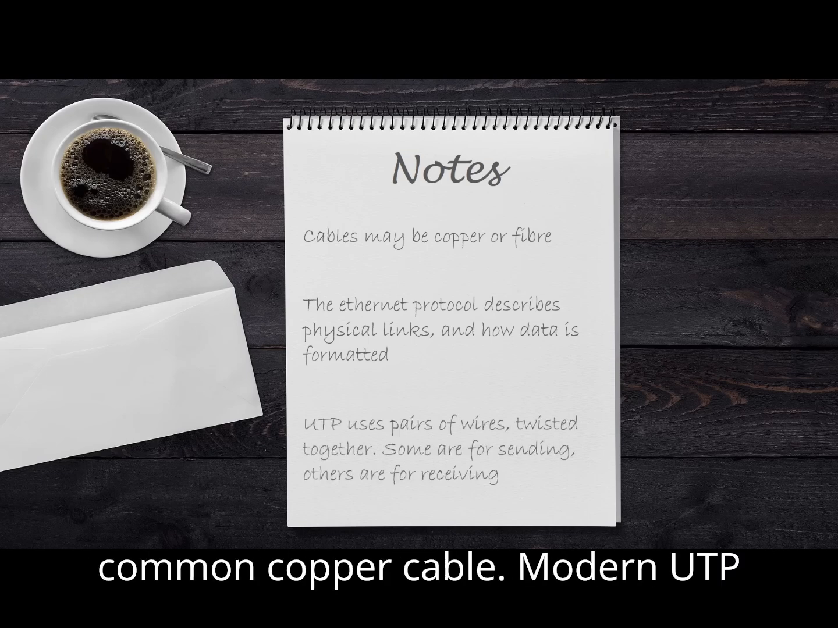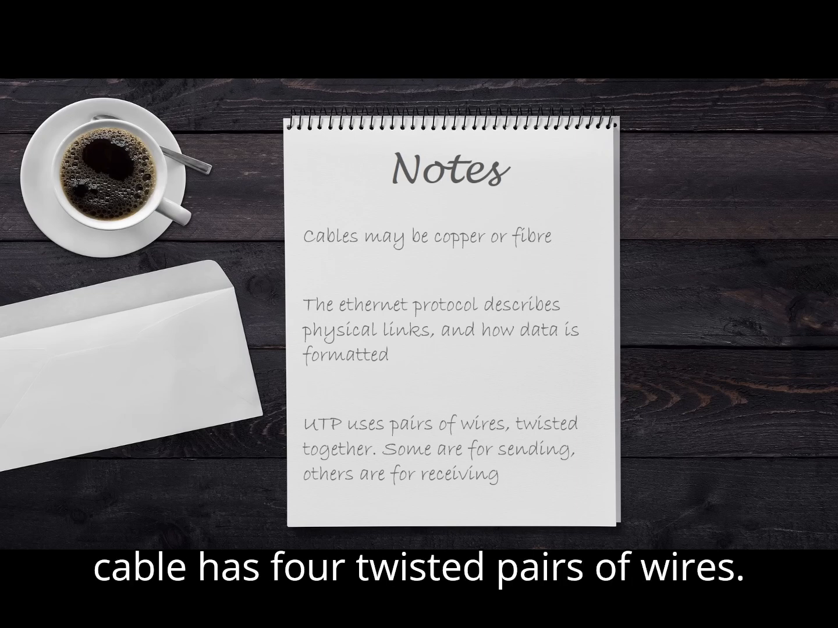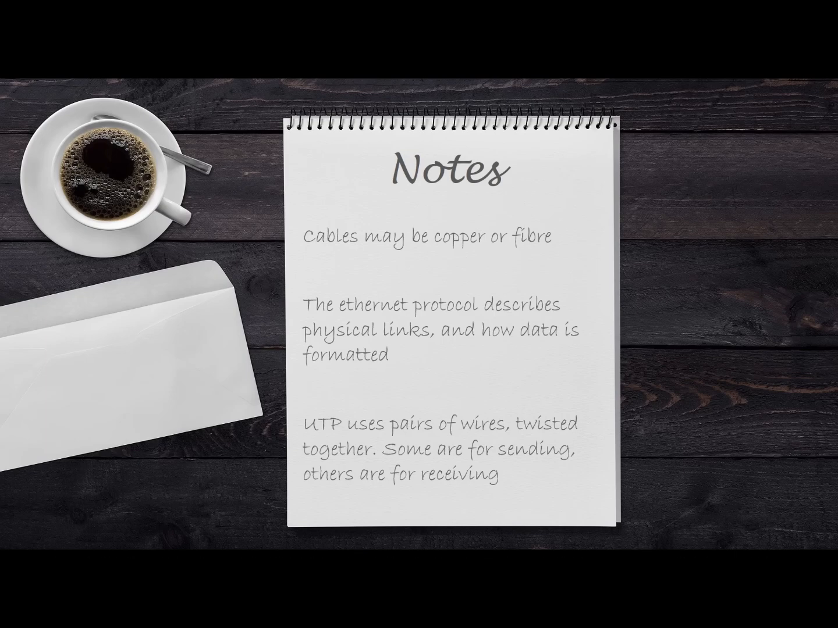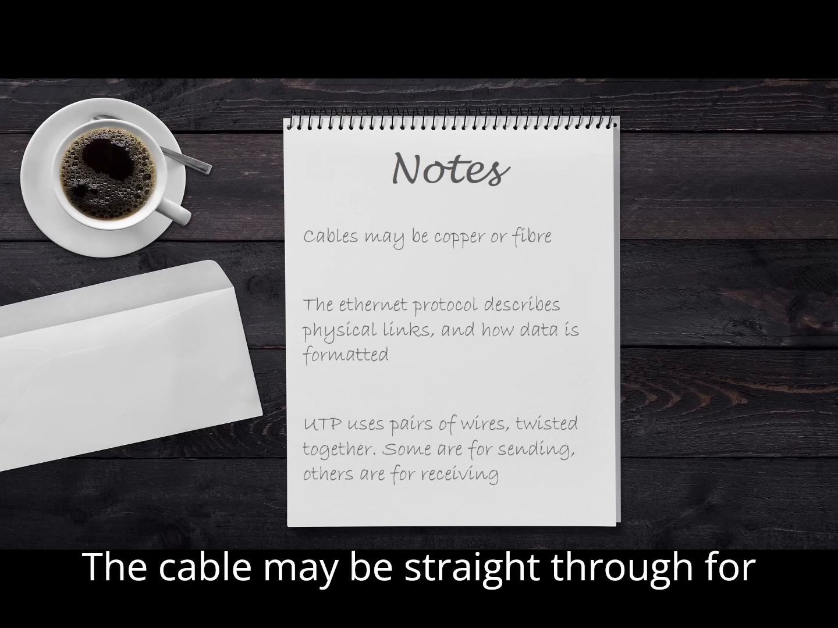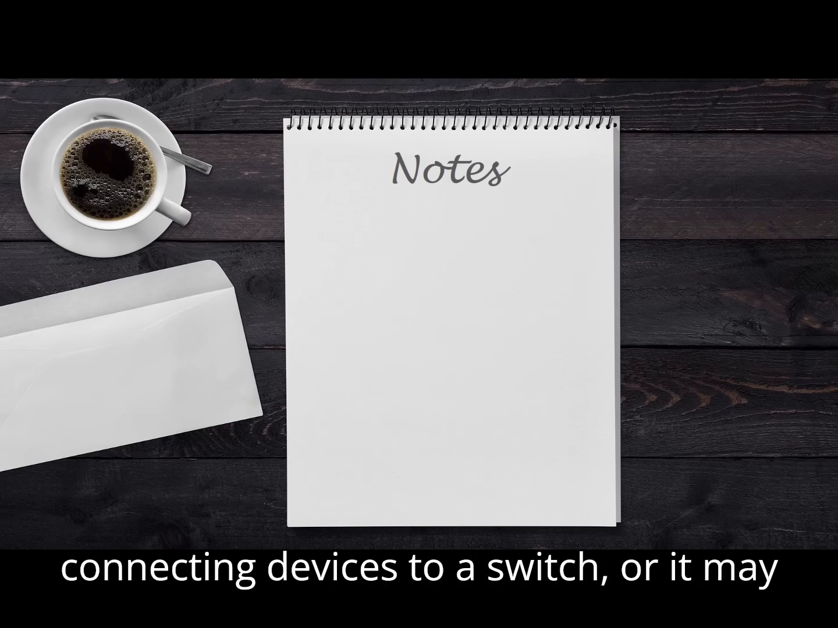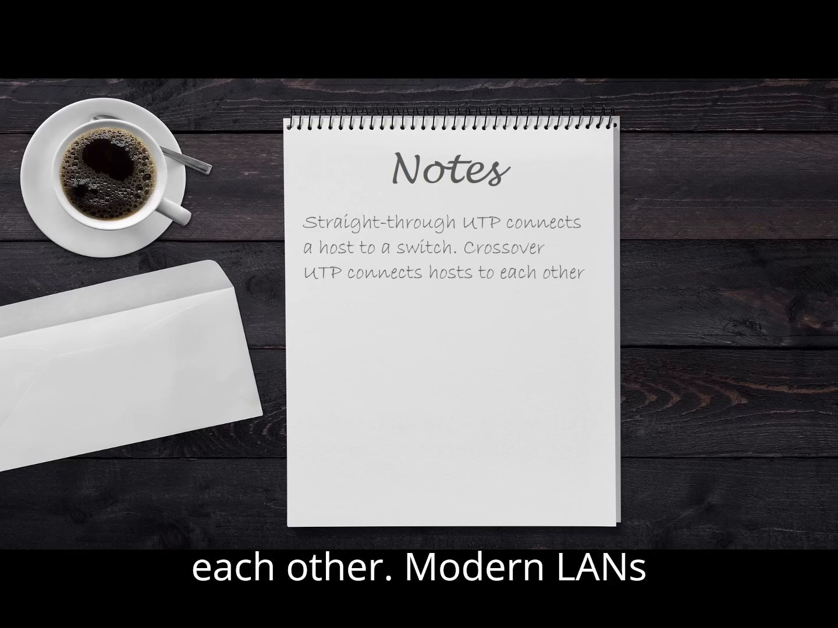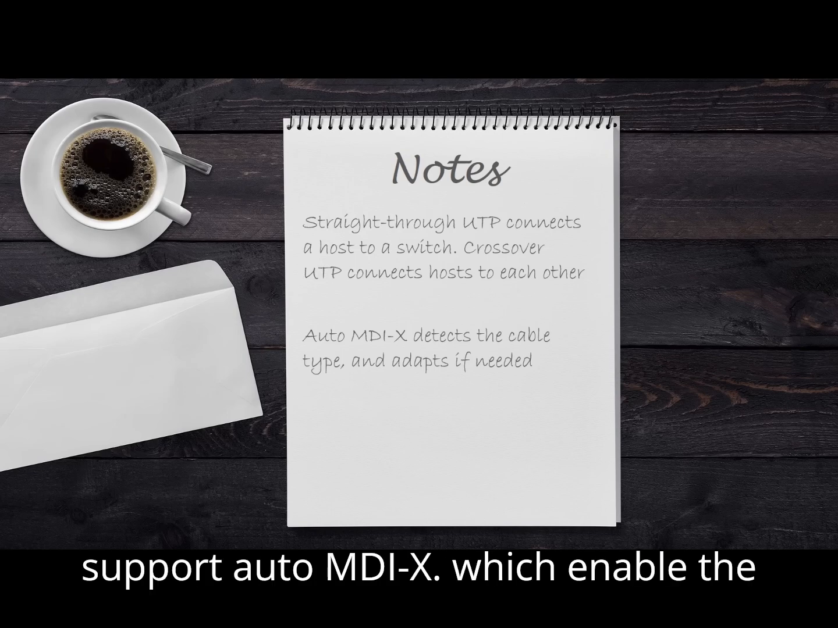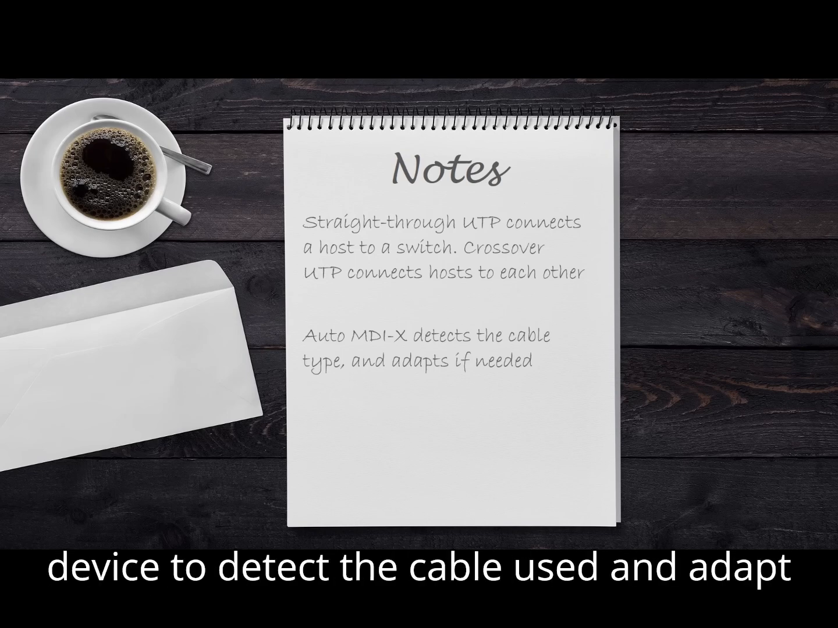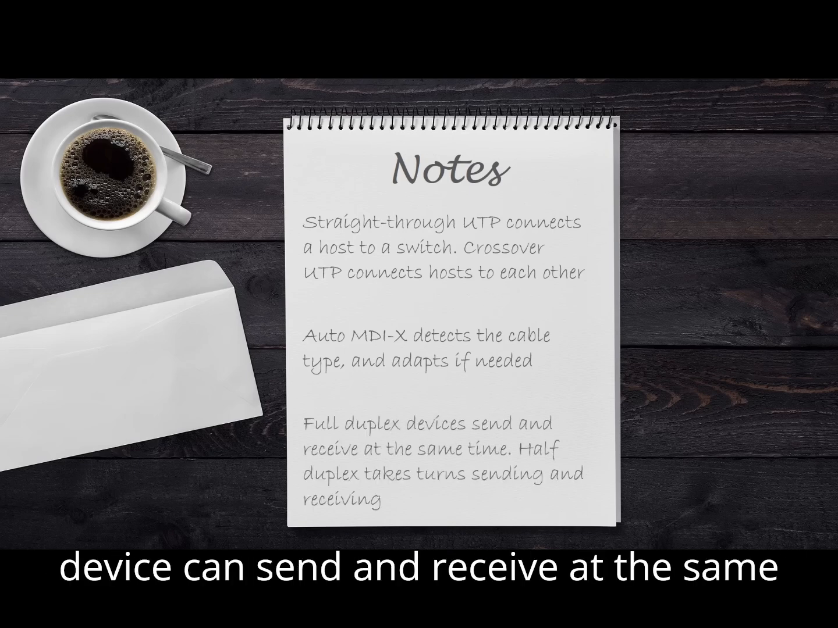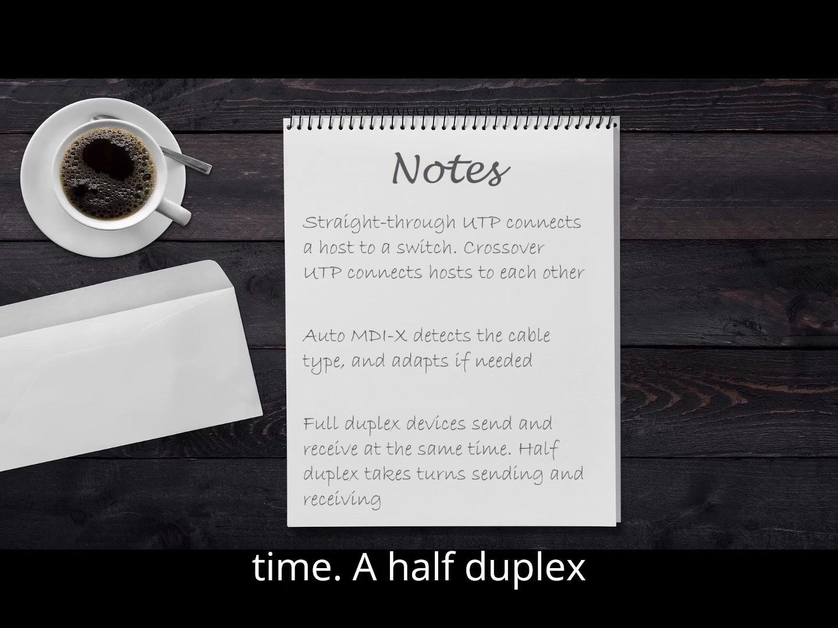UTP is the most common copper cable. Modern UTP cable has 4 twisted pairs of wires. Some are used for sending, and others are used for receiving. The cable may be straight through, for connecting devices to a switch, or it may be crossover, for connecting devices to each other. Modern LANs support auto MDIX, which enables the device to detect the cable used and adapt as needed.